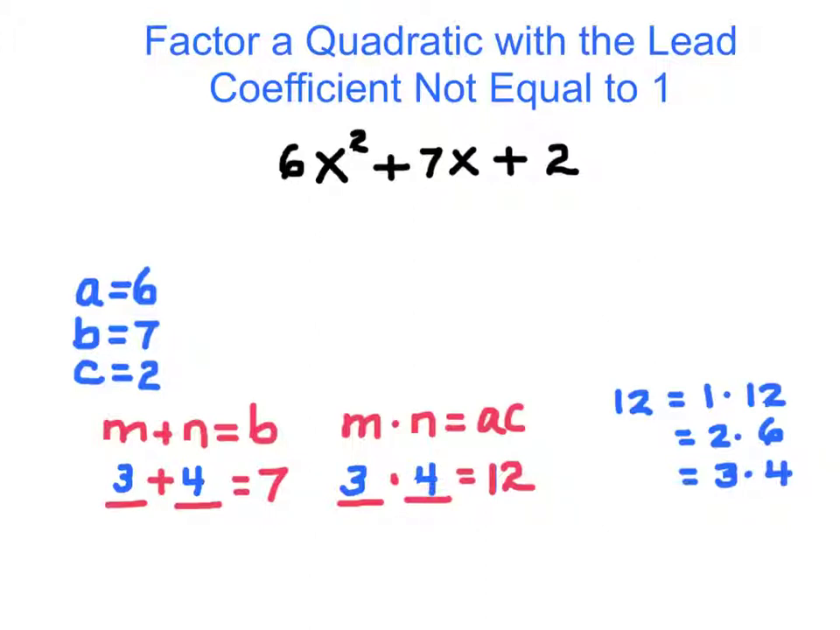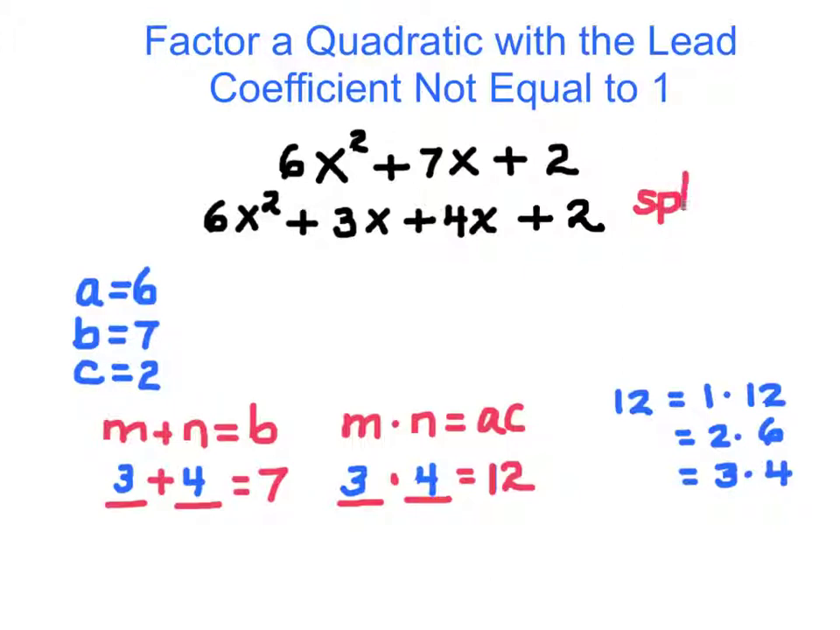Now, what we want to do is go up to the original problem and rewrite the first term, which is 6x squared. But for our 7x, we want to split it into mx plus nx. In other words, 7x will be equal to 3x plus 4x, because 3 plus 4 is 7, 7x. And then we add the 2 to the end. So the first thing we do is we split the middle term.